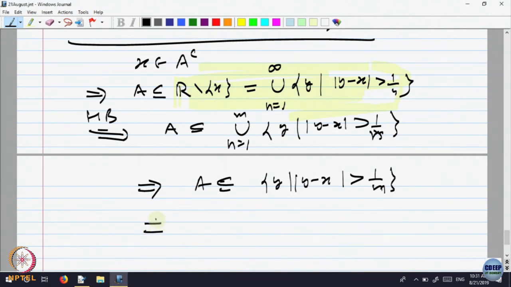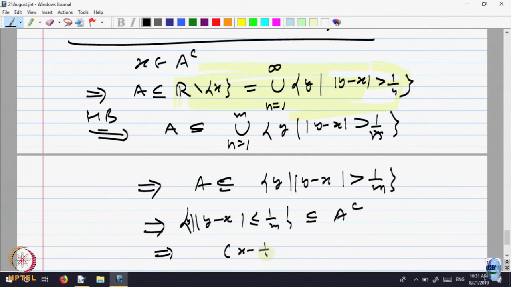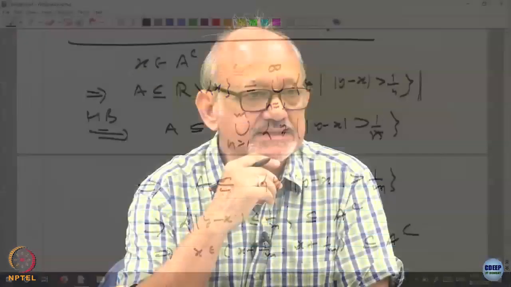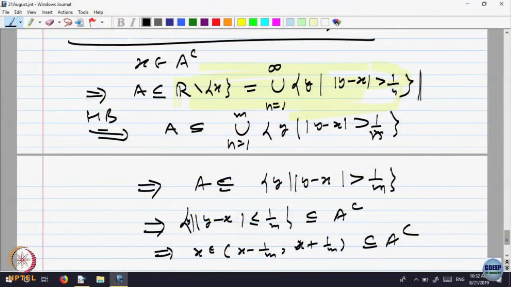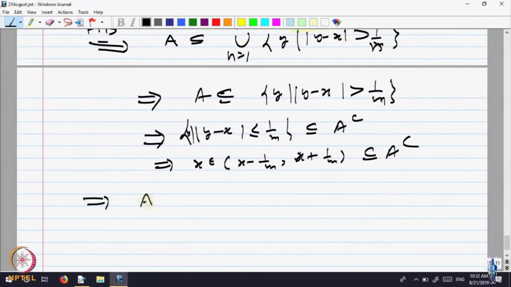And that implies, now go to the complement. What is the complement of this? That means, right, mod y minus x less than or equal to 1 over m, that set of all such y is a subset of the complement. That implies that the interval x minus 1 over m to x plus 1 over m is inside the complement, and x belongs to it, right? So the crucial thing here is only to observe that mod y minus x bigger than epsilon, for x fixed and epsilon fixed, is an open set. Okay? So that proves A complement is open. So that proves it.